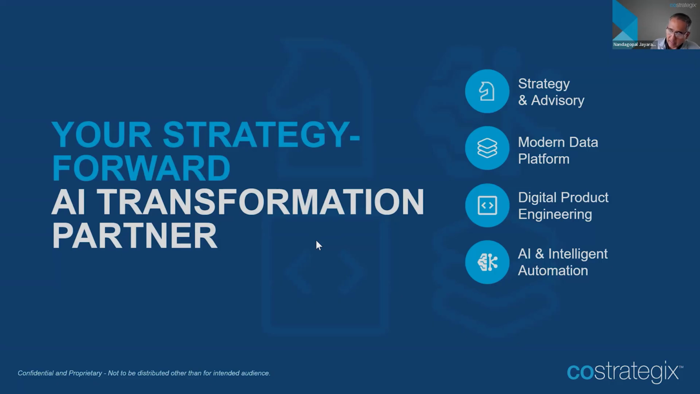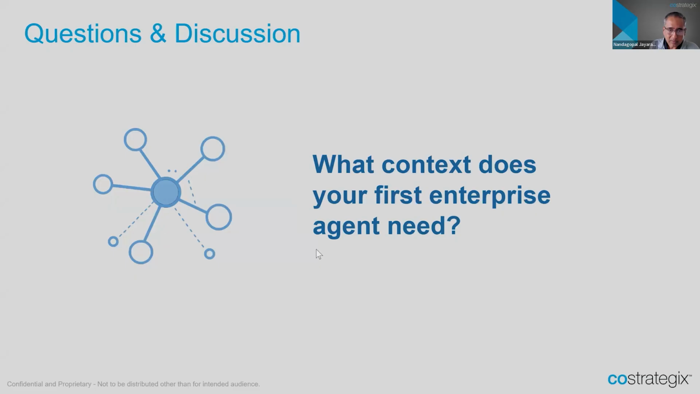Digital product engineering and AI intelligent automation. That's kind of where a lot of the agentic work is happening today. Those are our practice pillars. And that's my last slide.